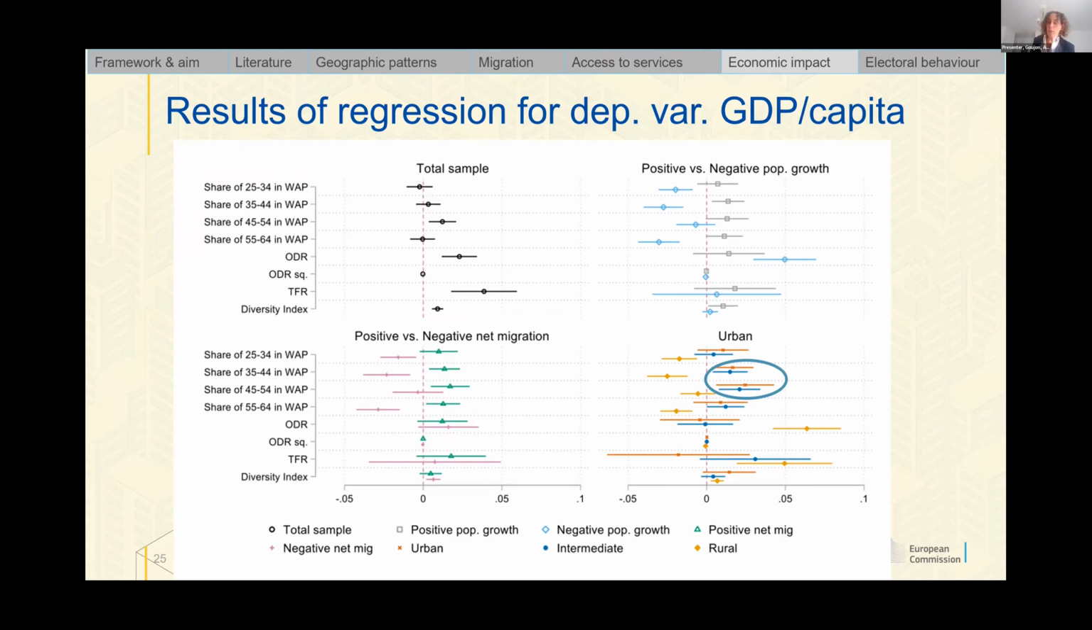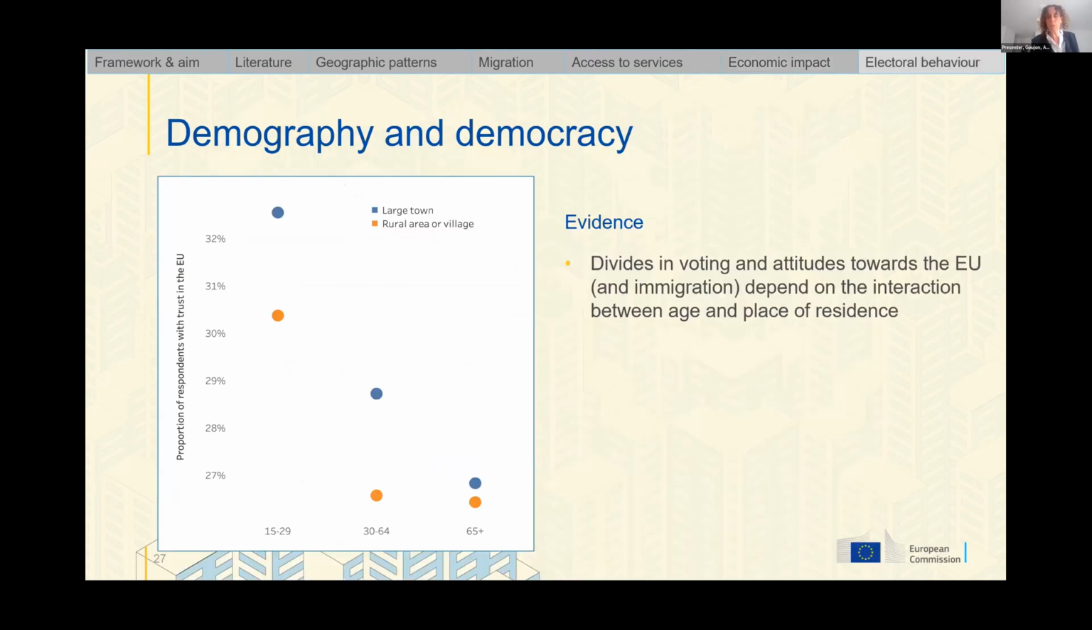When we look at the degree of urbanization, the relationship also shows positive with age for urban and intermediate areas and negative for rural areas, particularly for the age group 45-54. In the interest of time, I'm not going to go into more detail concerning the impact of what changes with old age dependency ratio or economic diversity in employment structure and TFR, but all of them somehow contribute potentially to mitigate the economic consequences of an aging population.